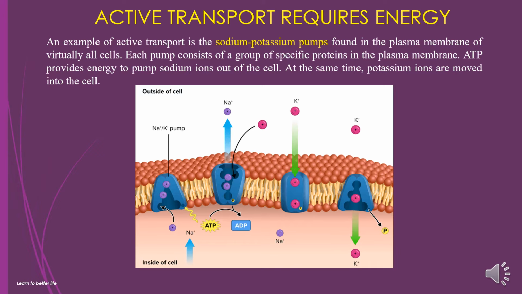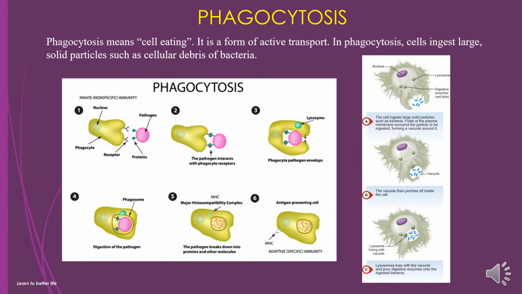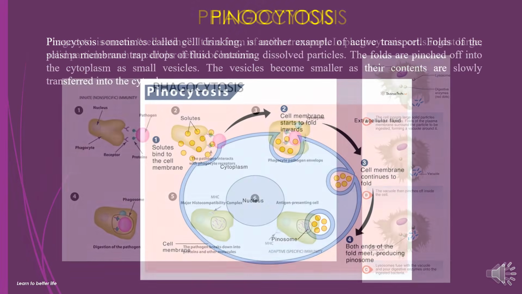Each pump consists of a group of specific proteins in the plasma membrane. ATP provides energy to pump sodium ions out of the cell. At the same time, potassium ions are moved into the cell. Phagocytosis means cell eating. It is a form of active transport. In phagocytosis, cells ingest large, solid particles such as cellular debris or bacteria.